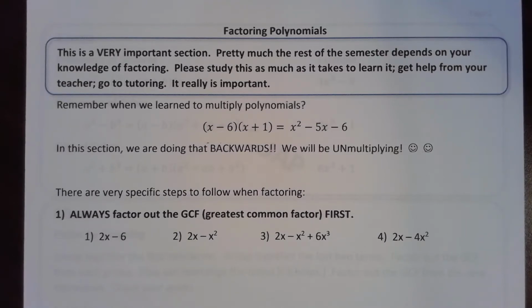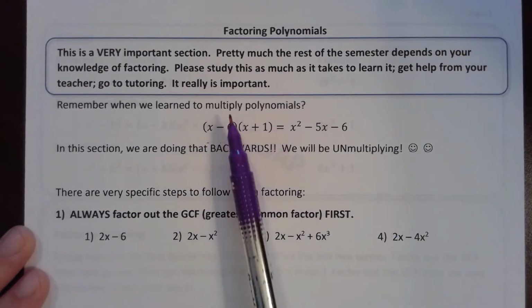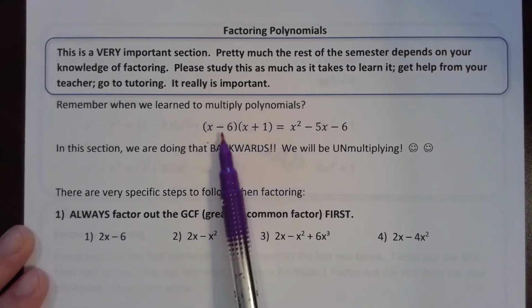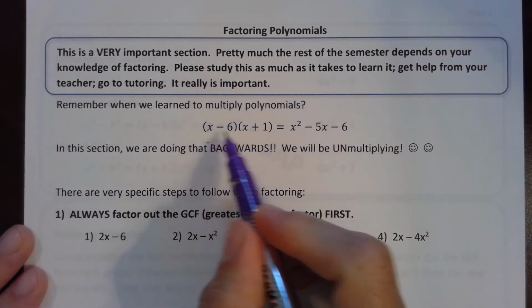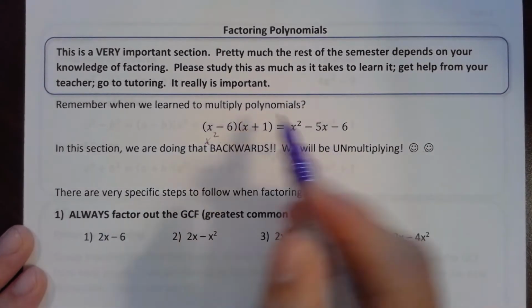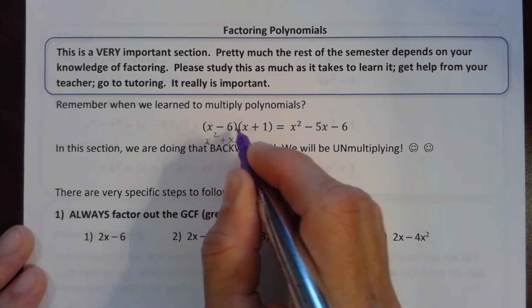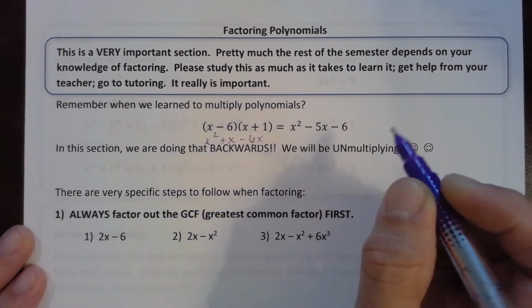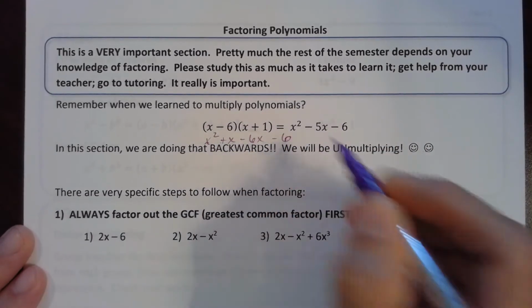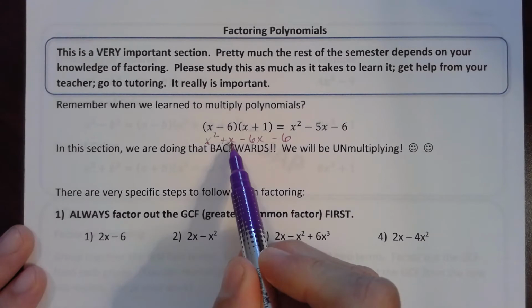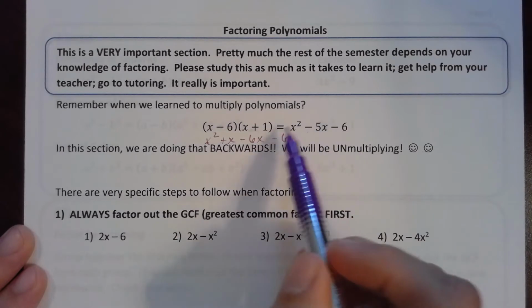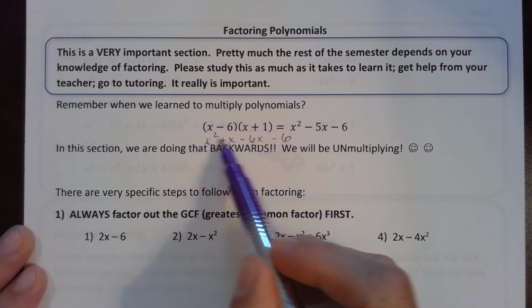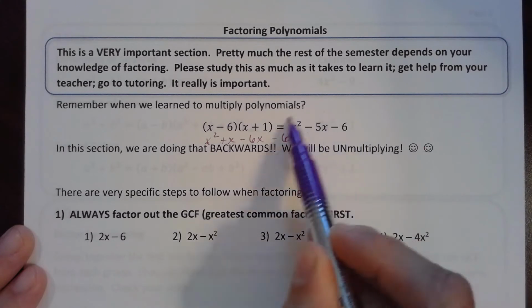We're going to factor polynomials in this lesson. We need to remember back to when we learned how to multiply polynomials. For example, if we have these two binomials and we want to multiply them together, x times x gives us x squared, x times 1 gives us x, negative 6 times x is negative 6x, and negative 6 times 1 is negative 6. Now when we combine our like terms, x and negative 6x, we get this negative 5x. So when we multiplied these two binomials, we ended up with this trinomial.